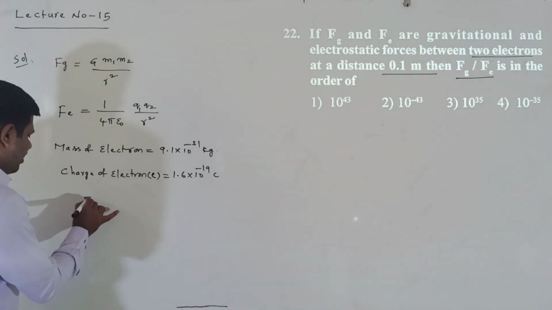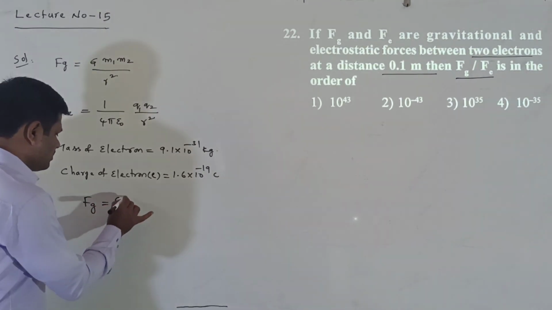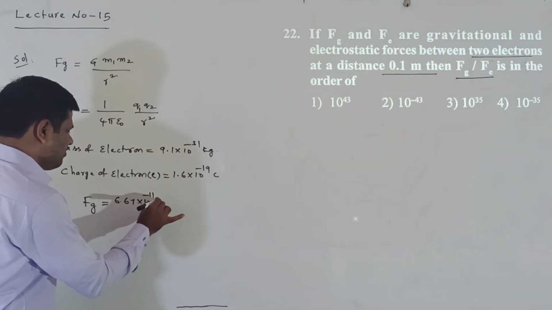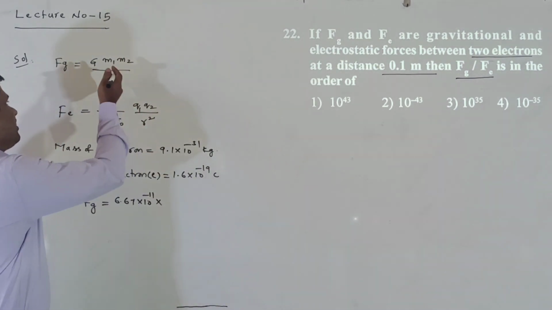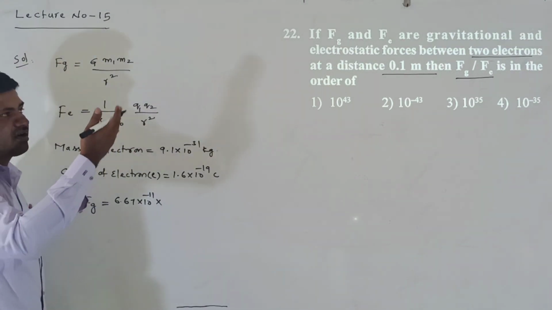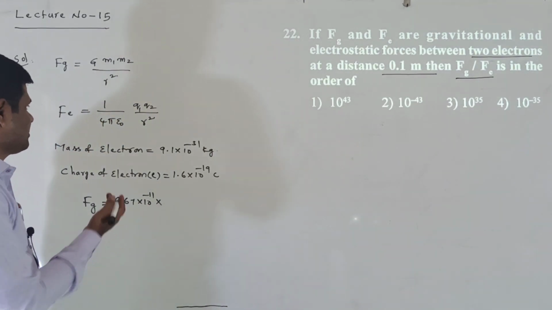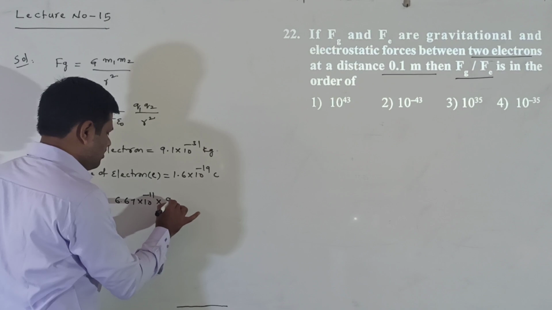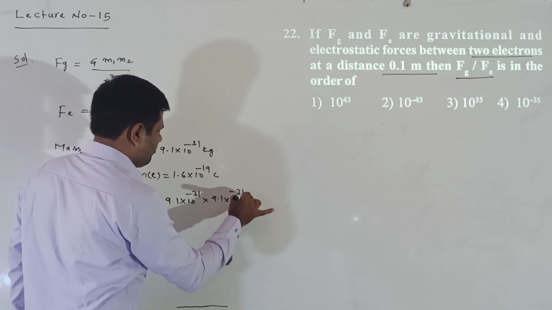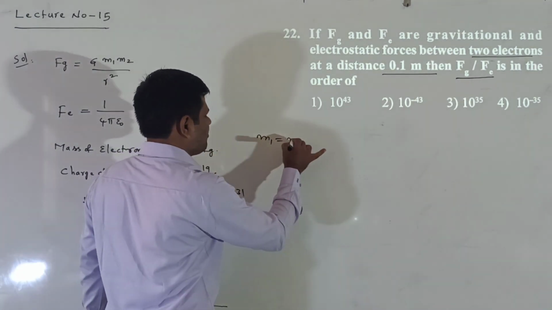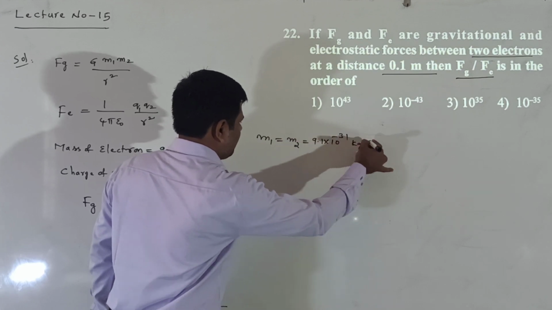But here I want to find Fg. Fg is equal to G, whose value is 6.67 × 10^-11, times the masses. Two electrons are considered, so one is the mass of the electron and the other is also the mass of the electron. Two electrons means the same mass, 9.1 × 10^-31 kg.